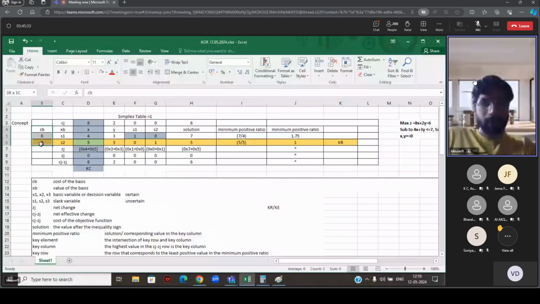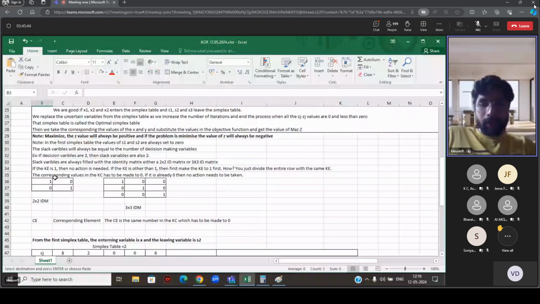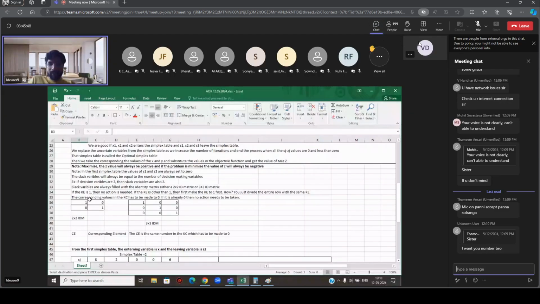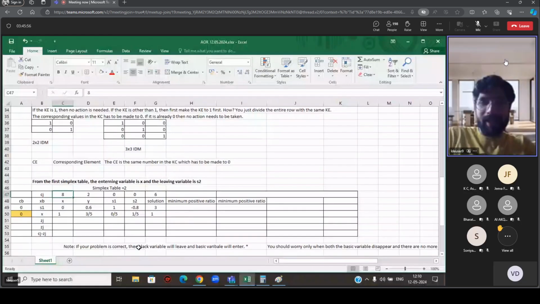I'll put it here. Okay, right? You see here. So when S2 was there, the value was 0. But now here it is X. So when X is the value, what is the value for X? 8. You have to put 8 there. Replace 0 with 8.